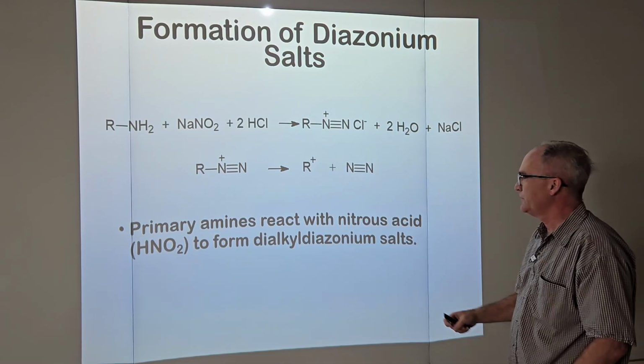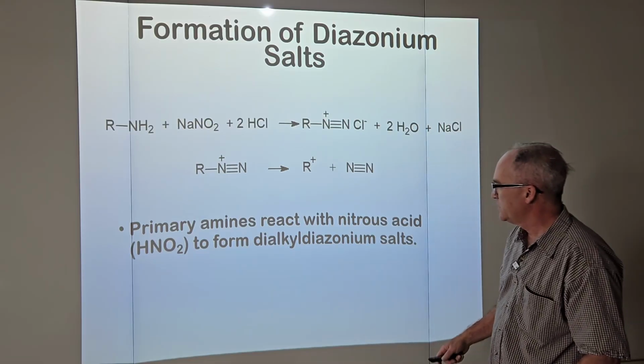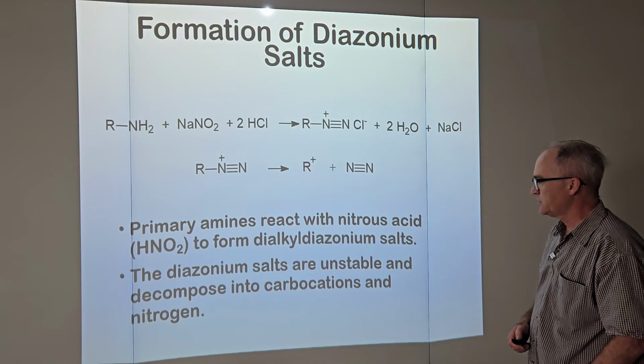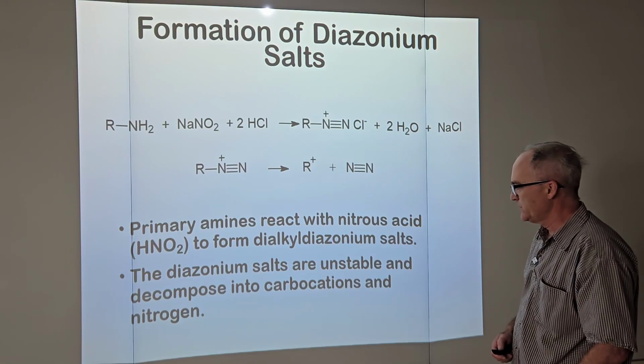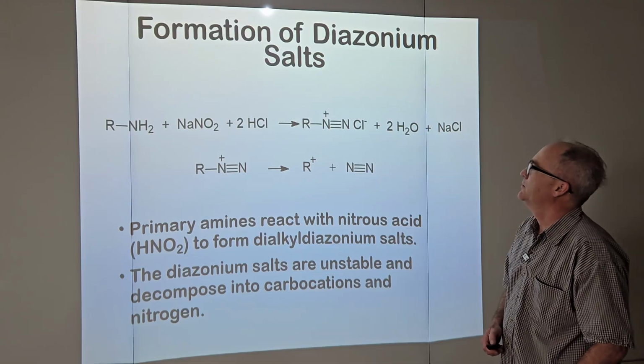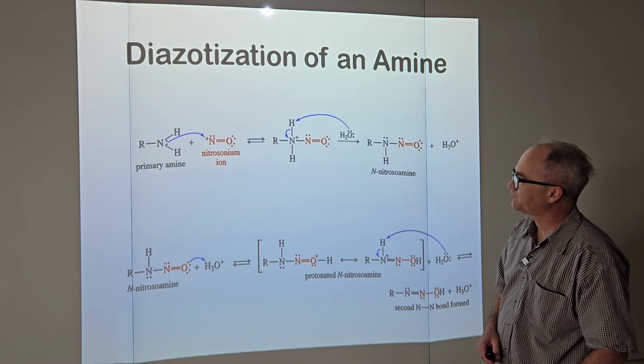Primary amines react with nitrous acid to form diazonium salts. The diazonium salts are unstable and decompose into carbocations and nitrogen. So why would we mess around with that?